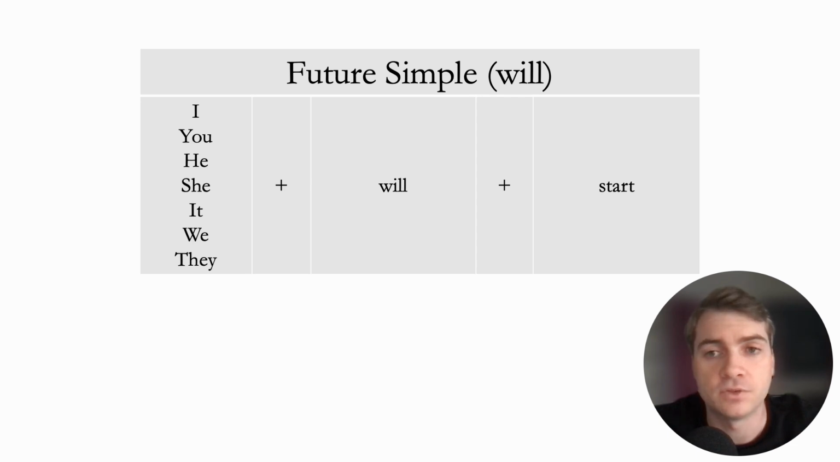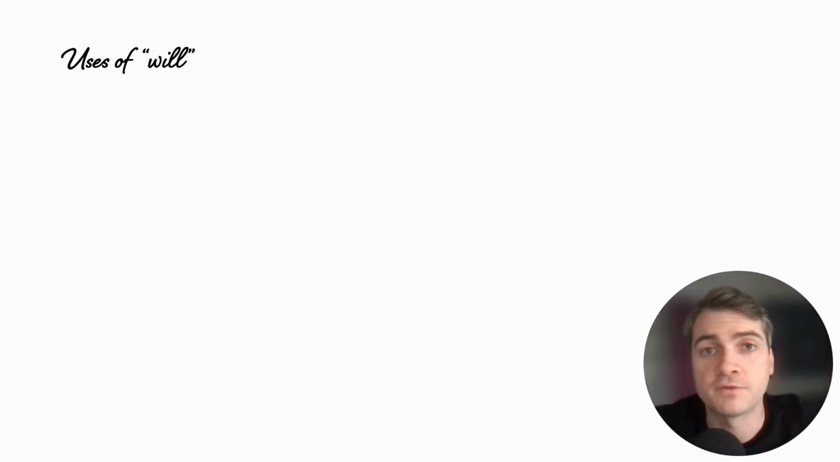The tricky part of the future simple, and I'm not even really sure if I should call it tricky, but the trickier part than the conjugation is knowing when to use will and when to use going to. Just because that's what's going to make you sound either kind of natural like a native speaker or sound just a bit off. So we need to learn the uses of will, and then we'll see how to use it in certain situations to sound more like a native speaker.